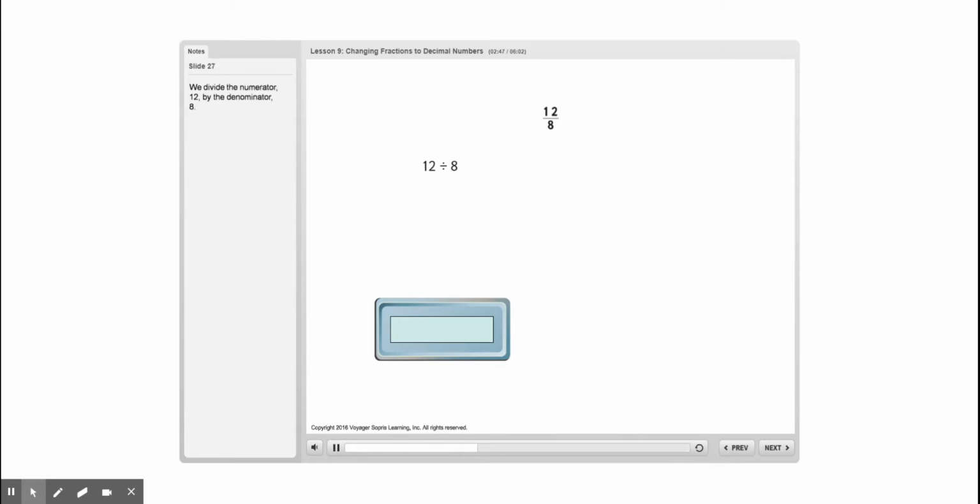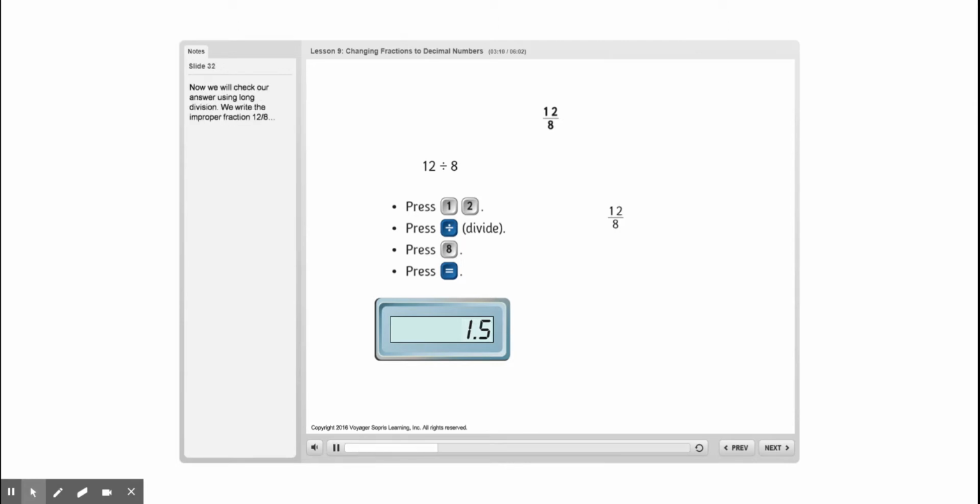We divide the numerator 12 by the denominator 8. Enter 12 in the calculator. Press the division key, then press the 8 key. When we press the equals key, we see the answer. 12/8 is equivalent to 1 5/10.